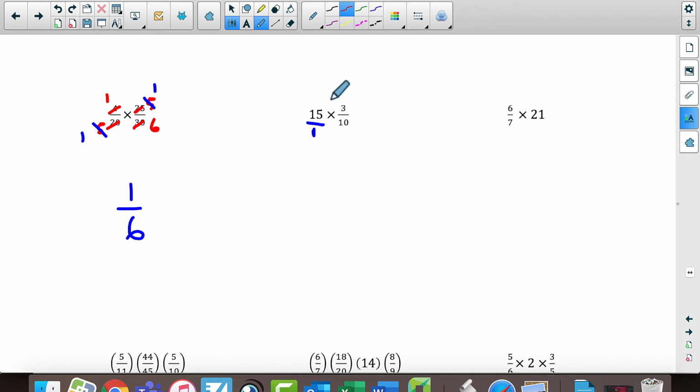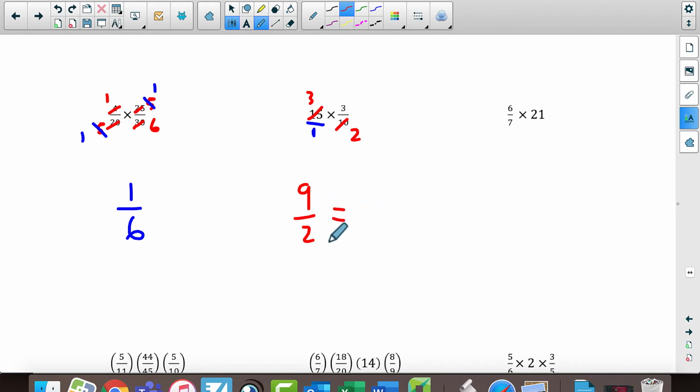I see the 15 and the 10. Divide them both by 5. 15 by 5 is 3. 10 by 5 is 2. Now we can multiply. 3 times 3 is 9, and 1 times 2 is 2. I'm totally okay with this answer. If you want to leave your answer like that, I'm okay with that.